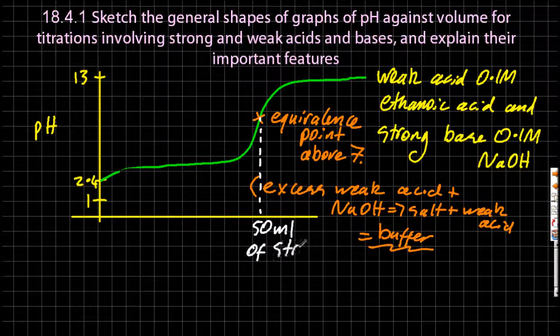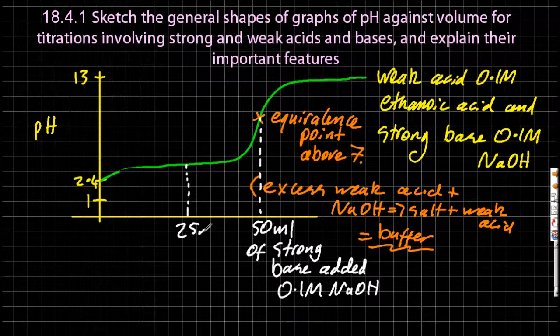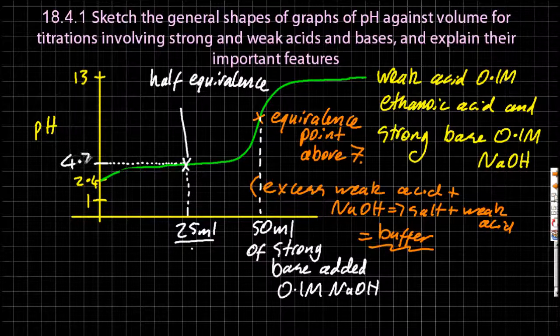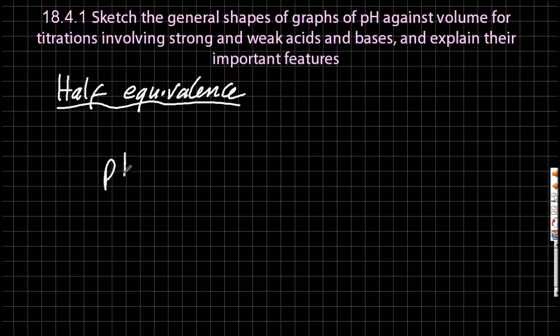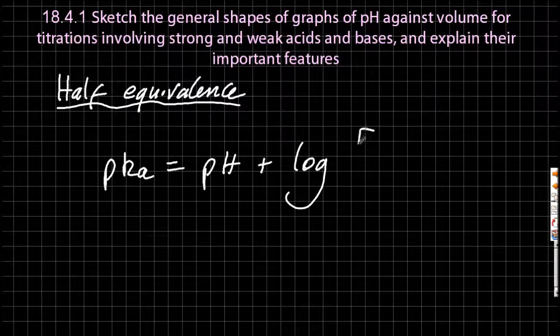So reading down to the x-axis, I've got, let's say, 50 millilitres of the strong base added there. And half of 50 is 25, and the point there is the half equivalence point. And if you read all the way across to the pH axis, the pH there is equal to the pKa of the acid. So let's have a look at that in a little more detail.